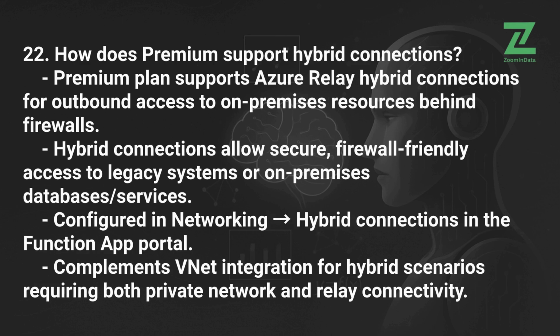22. How does Premium support hybrid connections? Premium Plan supports Azure Relay hybrid connections for outbound access to on-premises resources behind firewalls. Hybrid connections allow secure, firewall-friendly access to legacy systems or on-premises databases, services. Configured in Networking, then Hybrid connections in the Function app portal. Complements VNet integration for hybrid scenarios requiring both private network and relay connectivity.